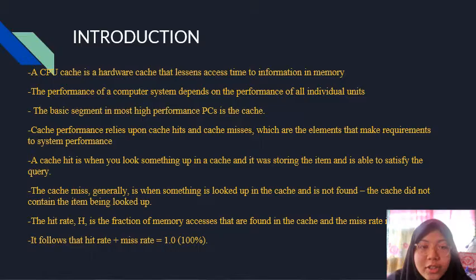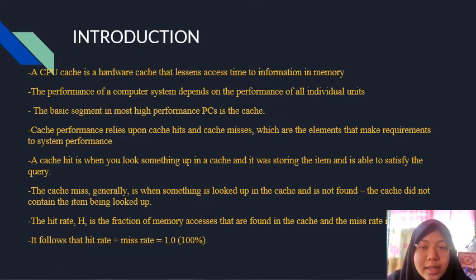For introduction, a CPU cache is a hardware cache that lessens access time to information in memory by keeping some piece of the often utilized memory of the main memory in a cache of more modest and quicker memory. The performance of a system depends on the performance of all individual units, such as execution units like integer, floating point, I/O units, bus, cache and memory systems. The basic segment in most high-performance PCs is the cache.